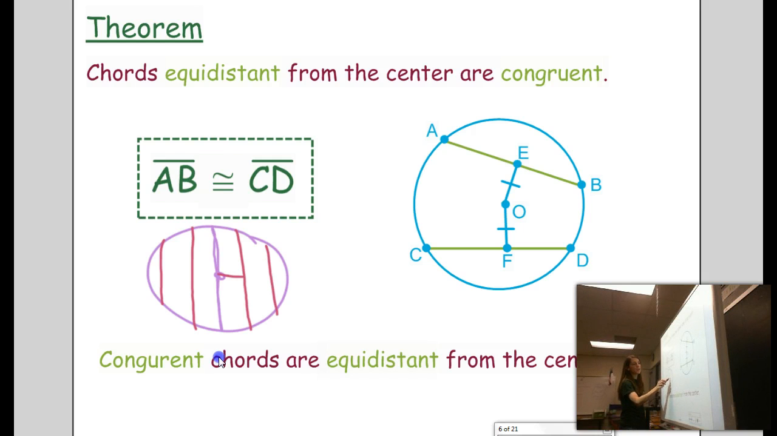But don't you agree that if I inched away the same amount from the center, that is going to be congruent to that? As you get further away from the center, you get smaller, but you get smaller in the same increments. So if they're the same distance away, they're the same length.